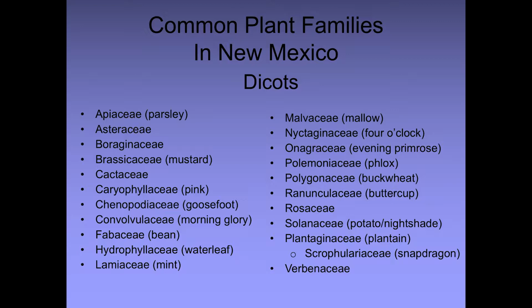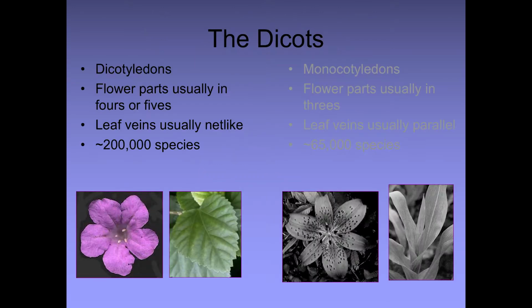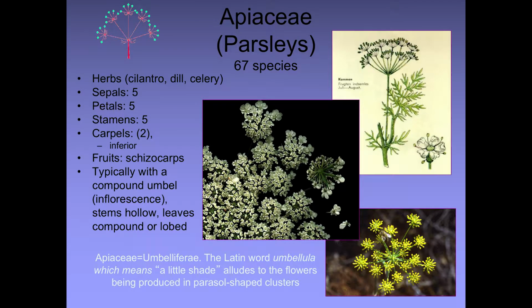There's a lot I didn't put in here because there were fewer species. And then there's only about 6 common plant families in New Mexico and the monocots, and I'm just going to go over the agaves, the lilies, and the orchids. Grasses is a whole other ball game, as are sedges and rushes. So, to review, the dicots: 2 embryonic leaves, flower parts in 4 or 5, leaf veins net-like, in about 200,000 species. And we'll jump right in with the parsley, which starts with A.